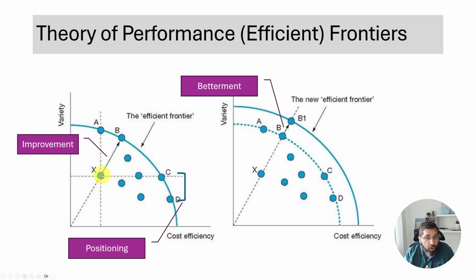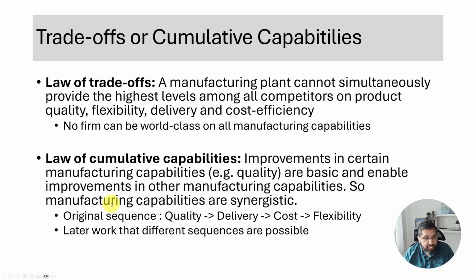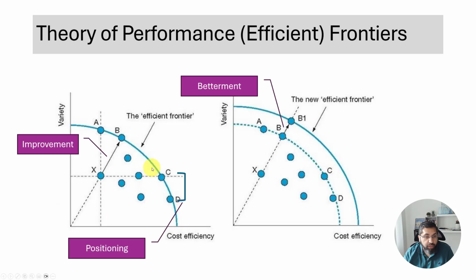This is the law of cumulative capabilities. You're going to improve on multiple dimensions at the same time and not experience trade-offs. Because so many firms are below the efficiency frontier at any given time, so many firms do not experience trade-offs. They can improve on multiple dimensions at the same time, which is what the cumulative capabilities guys were observing. And then the guys who were talking about trade-offs were observing firms on the efficiency frontier.